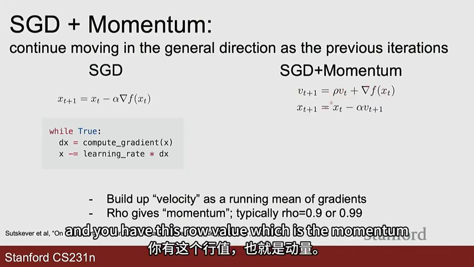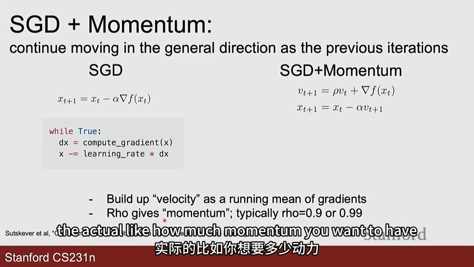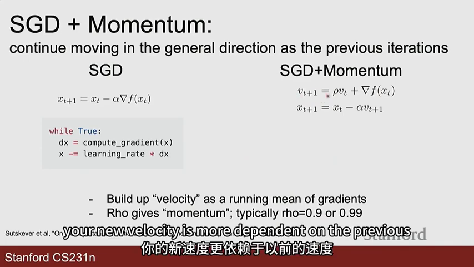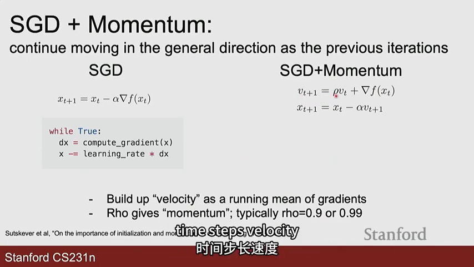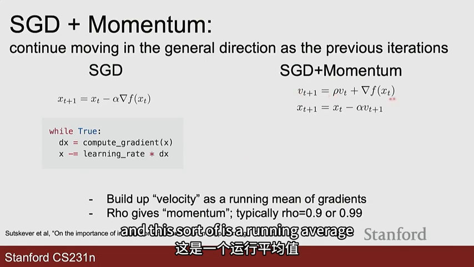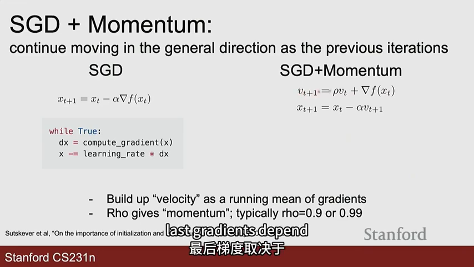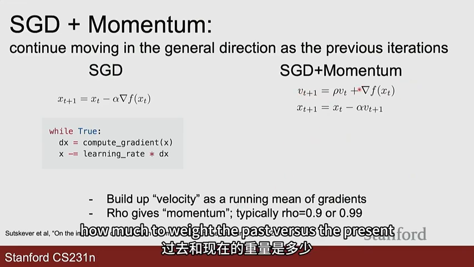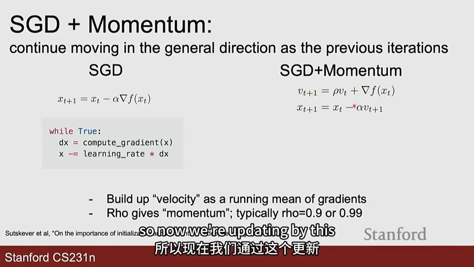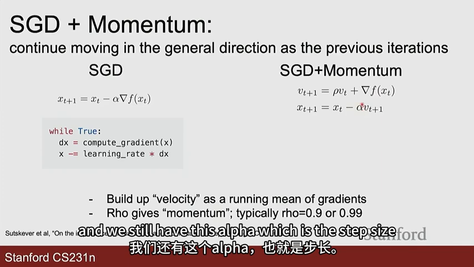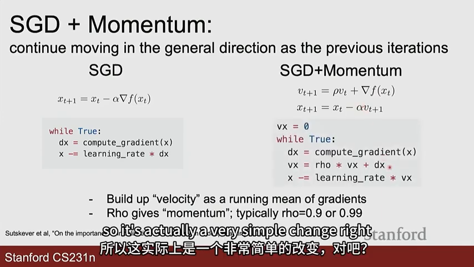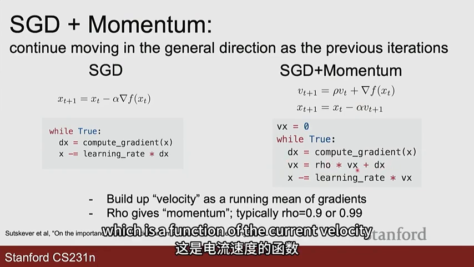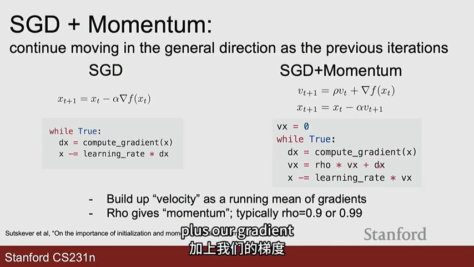And you have this rho value, which is the momentum, like how much momentum you want to have. If you have it very high, then your new velocity is more dependent on the previous time step's velocity. This is sort of a running average of the last gradients, and the momentum term gives you how much to weight the past versus the present. So now we're updating by this, and we still have this alpha, which is the step size. So it's actually a very simple change, right? You just are now computing the velocity, which is a function of the current velocity plus our gradient.